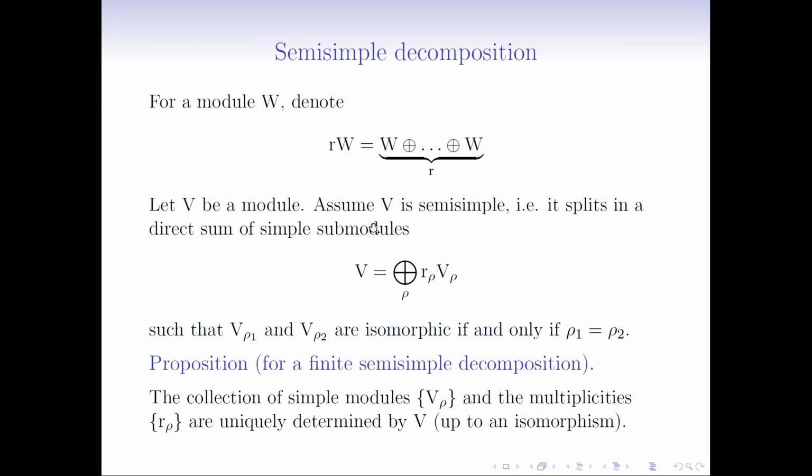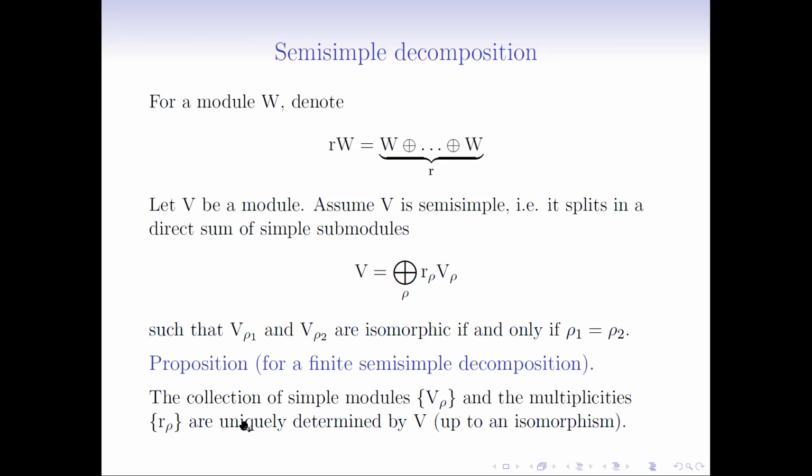So if V is a module which is semi-simple, so it splits into the direct sum of simple submodules, then we can use the following notation. So this is the direct sum of R_ρ copies of V_ρ, if every submodule can be met only a finite number of times. So this is a direct sum of R_ρ, the multiplicity of a simple submodule V_ρ. And V_ρ1 and V_ρ2 are not isomorphic except if ρ1 is equal to ρ2.